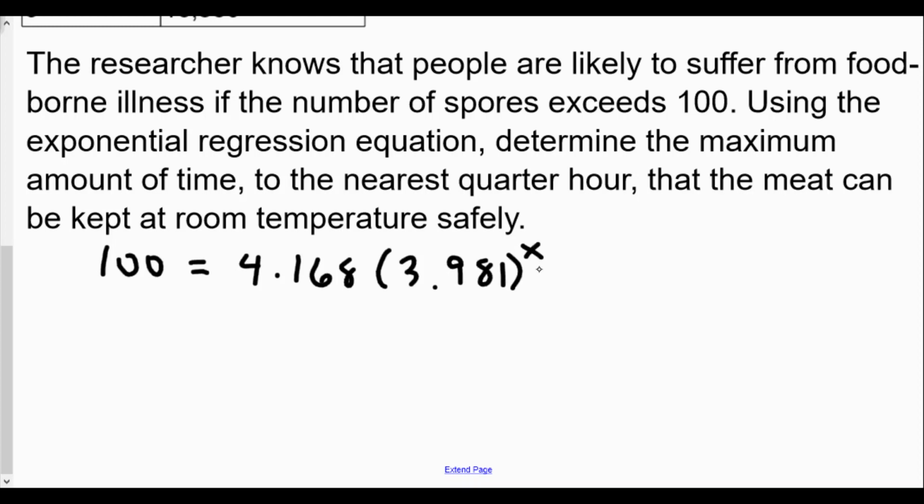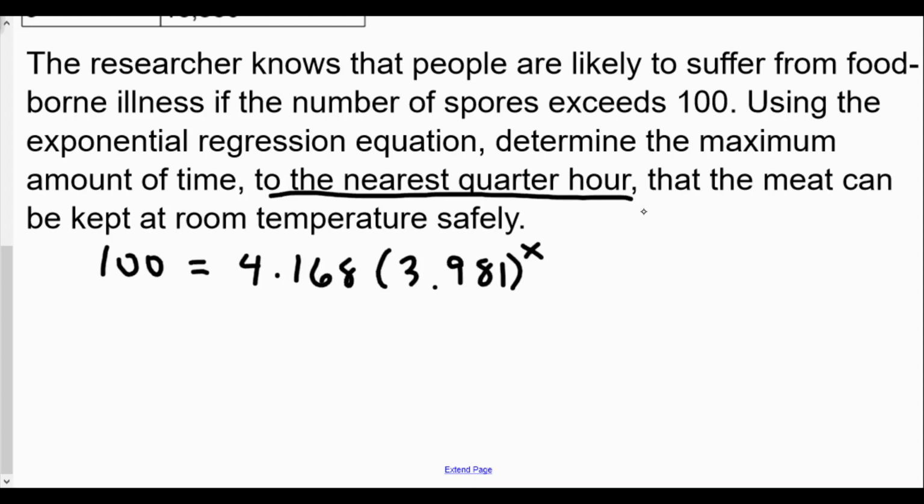Okay? Now, again, nearest quarter hour, because we have our x in terms of time, so we've got to be very careful with the nearest quarter hour. All right, so what does that mean? We're going to round to the nearest 0.25, or in this case, the maximum 0.25. So we might have to round backwards, because if we go too far ahead, then the meat's considered no good.